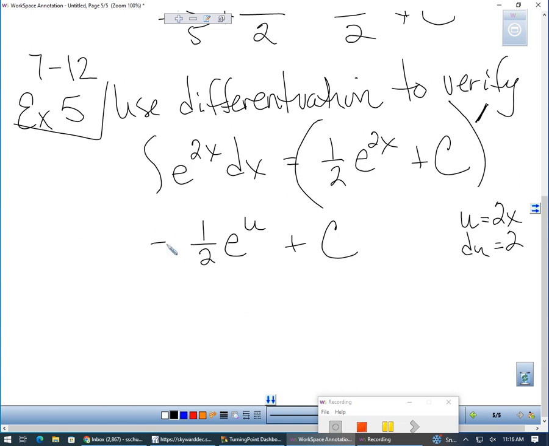Now if I take the derivative of this, I get 1/2 e to the u du. What's the derivative of a constant?